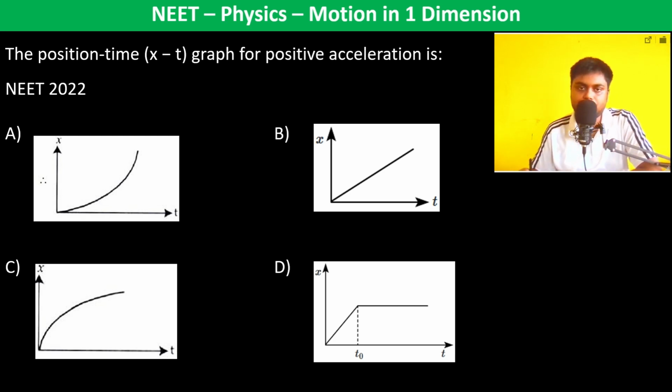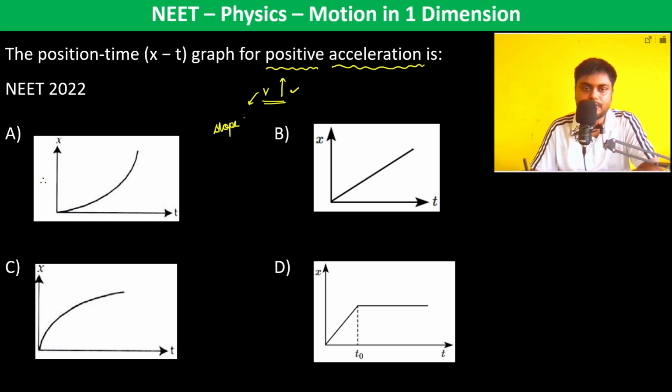The position time graph for positive acceleration is, so if you see, the acceleration is positive, that means velocity is increasing. Now what is velocity? Velocity is the slope of xt graph. So the slope of xt graph must be increasing. So here the slope, if you see, this is positive, and here the slope has become more positive. Okay, and it is increased.